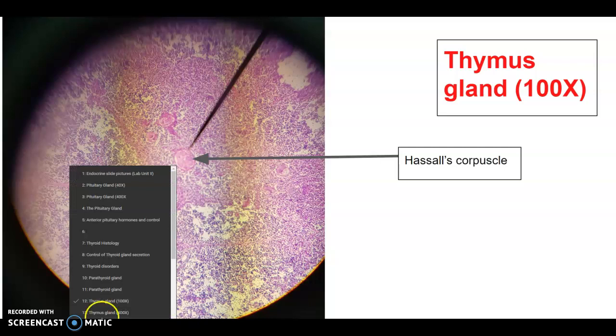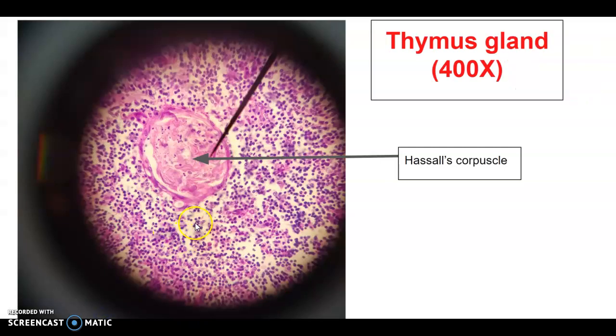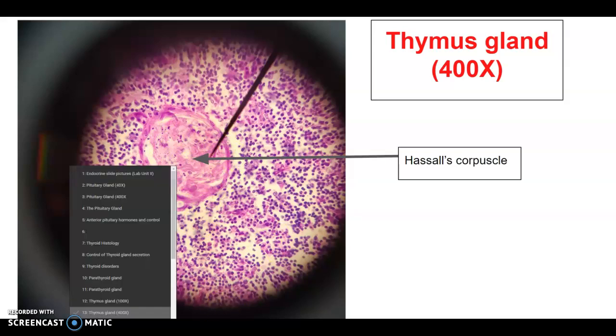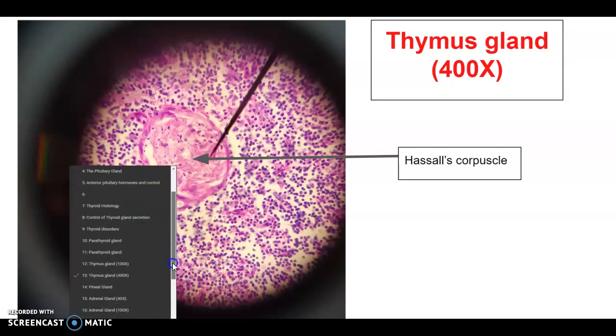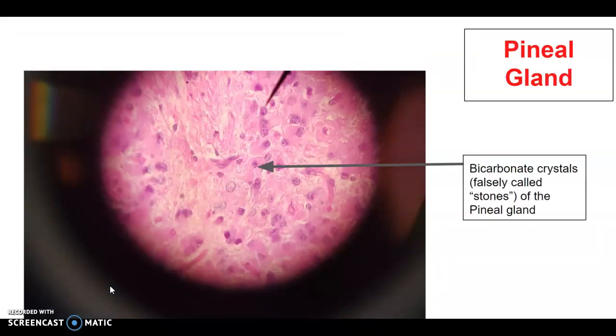All right. So then let's look at another better picture of the thymus gland, and you see this tornado-like structure. This is the Hassall corpuscle. All right, let's look at the next, the pineal gland. Now, the pineal gland, remember, it's in the brain.